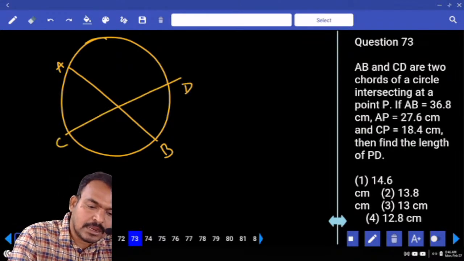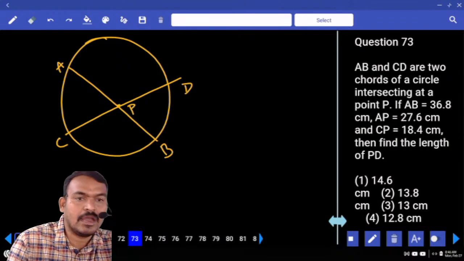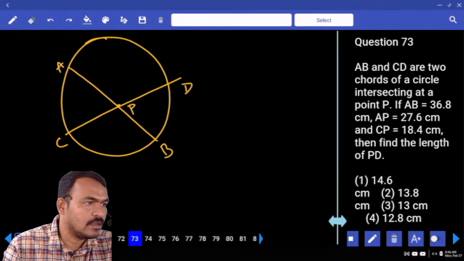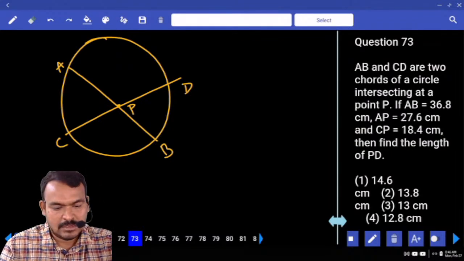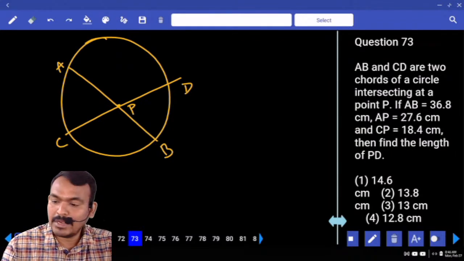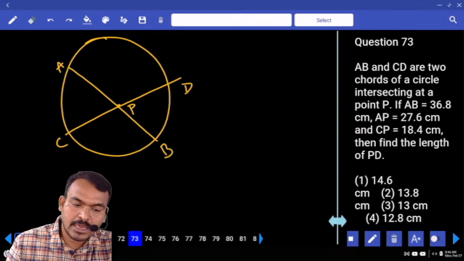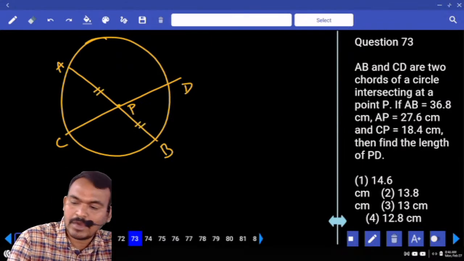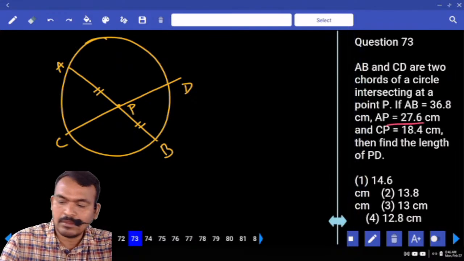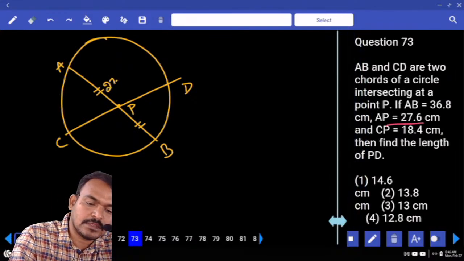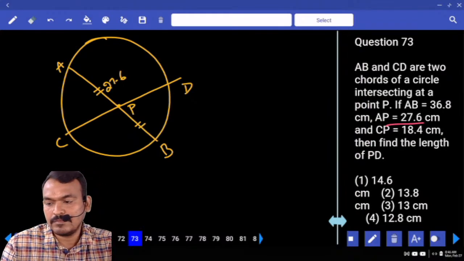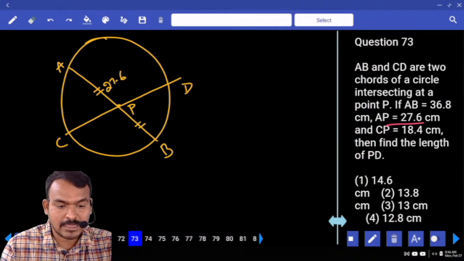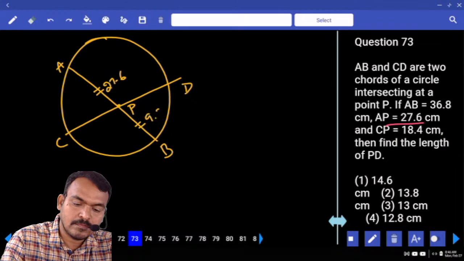These are intersecting at point P, not the center. AB and CD both meet at point P. What AB value is given? 36.8 means the total AB value is 36.8. In that, the AP value is 27.6. Obviously the PB value is 36.8 minus 27.6, which is 9.2.